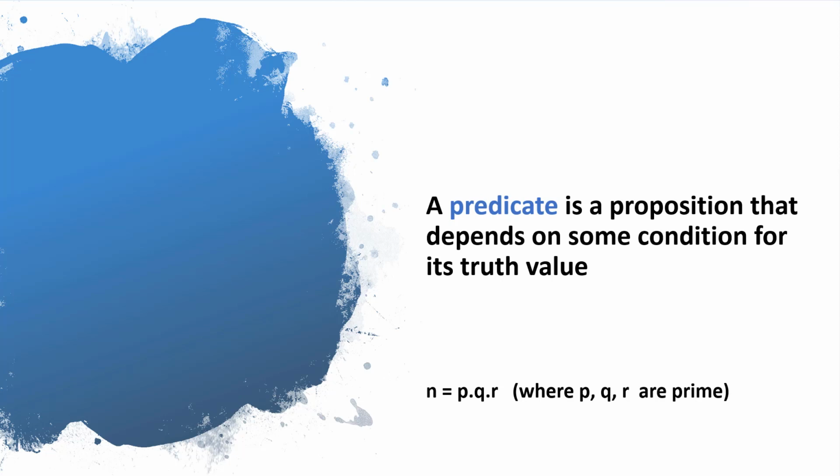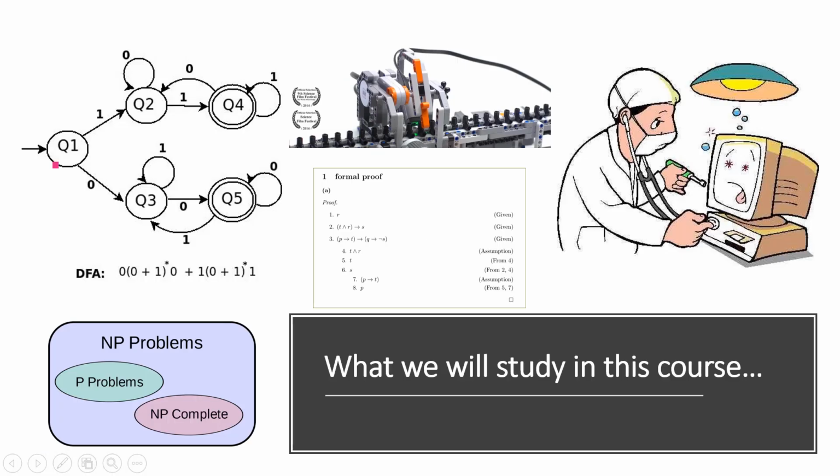So let's give a definition of a predicate. A predicate is a proposition that depends on some condition for its truth value. For example, you can say for any integer n, we can write the integer n as a product of prime numbers. Is that always true? Any even integer, we can claim, can be written as a sum of two primes. Is that always true? So we can give a lot of these predicates that depend on n, for example.